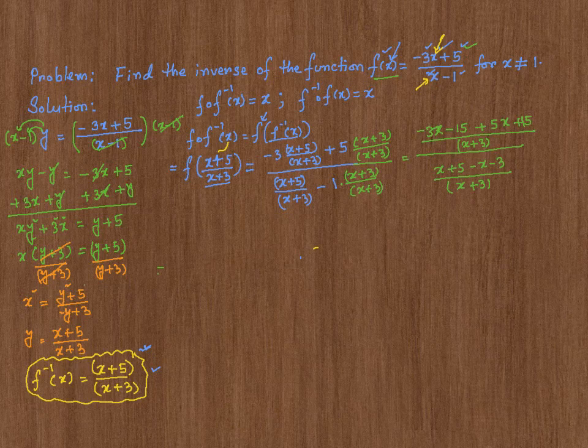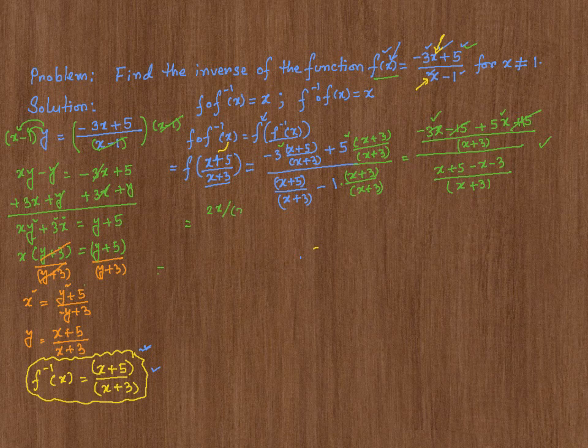If I do that, I get the following. To save some video time, I just simplified it. I just distributed these numbers and then simplified it. And on the top, look, things cancel out. Negative 15, positive 15 is going to cancel out. Negative 3x plus 5x is going to give me positive 2x.